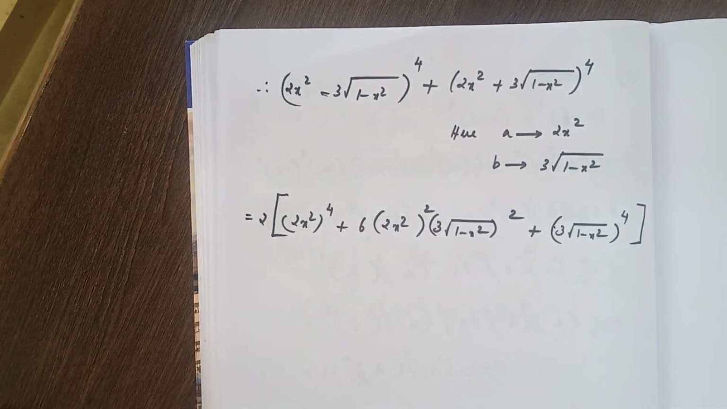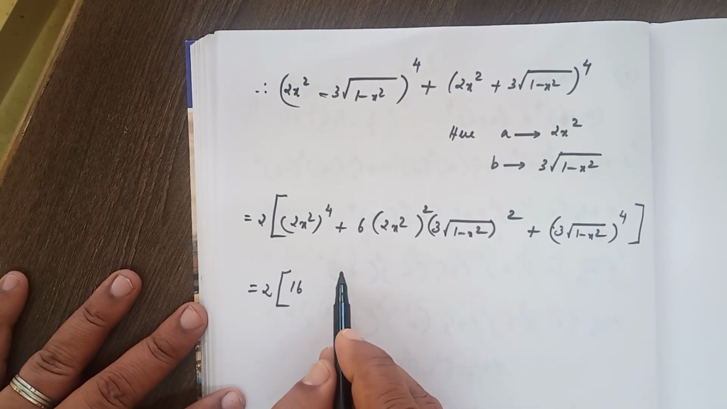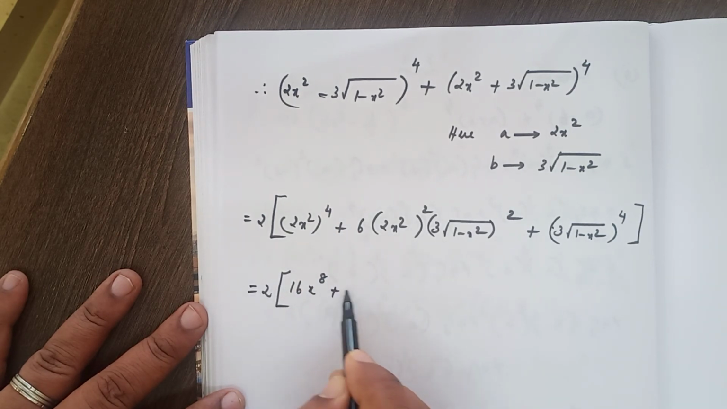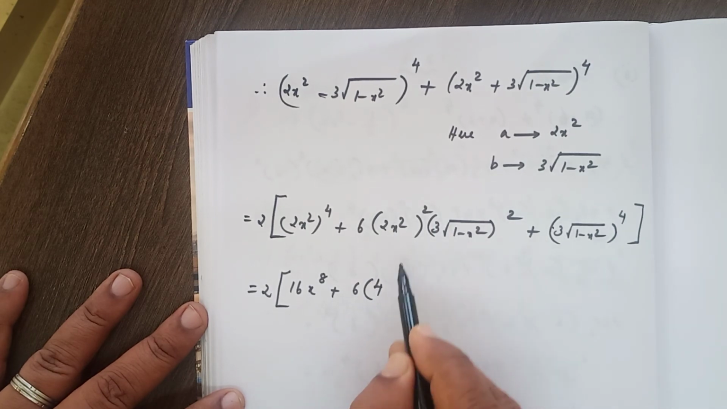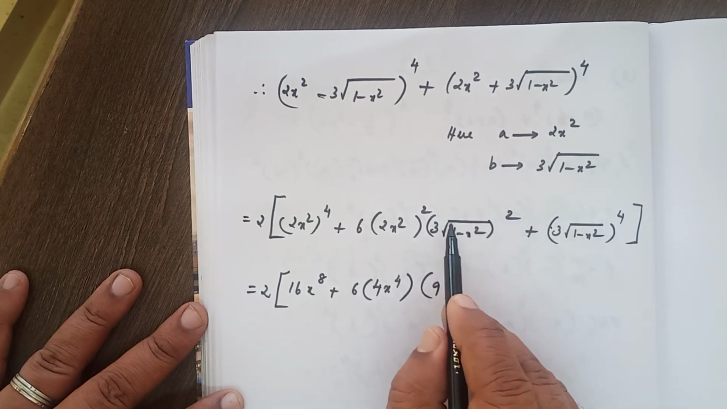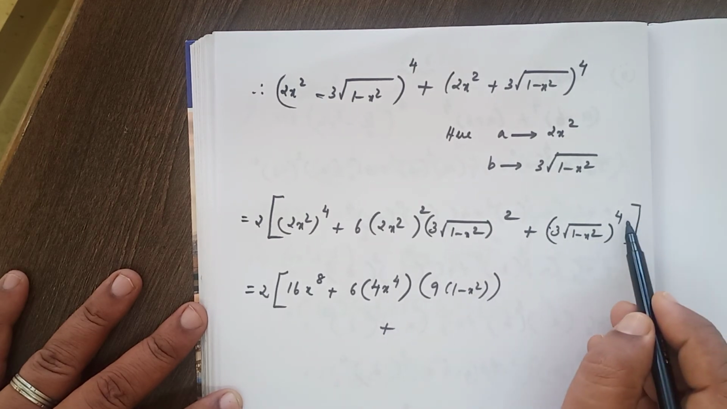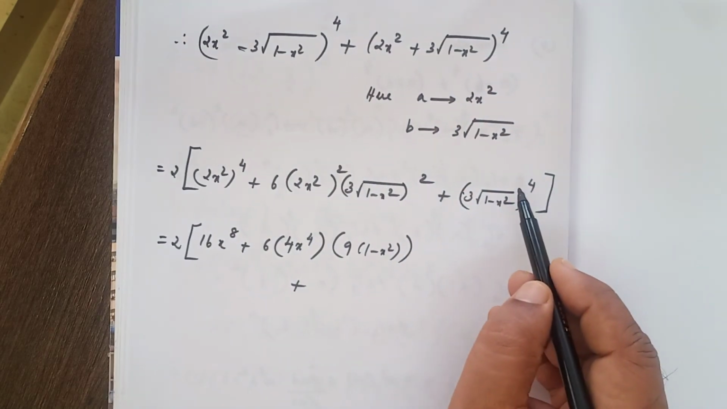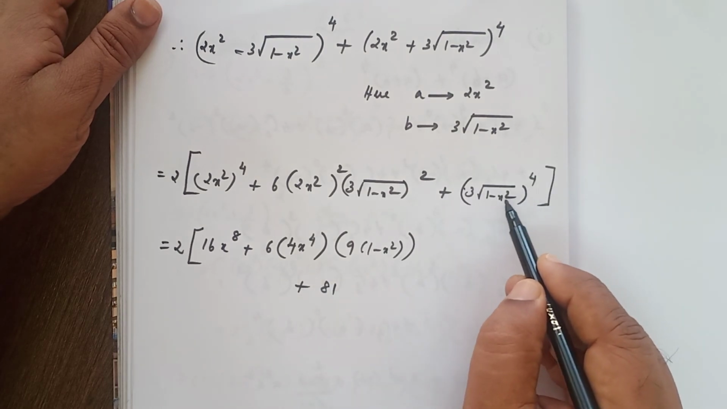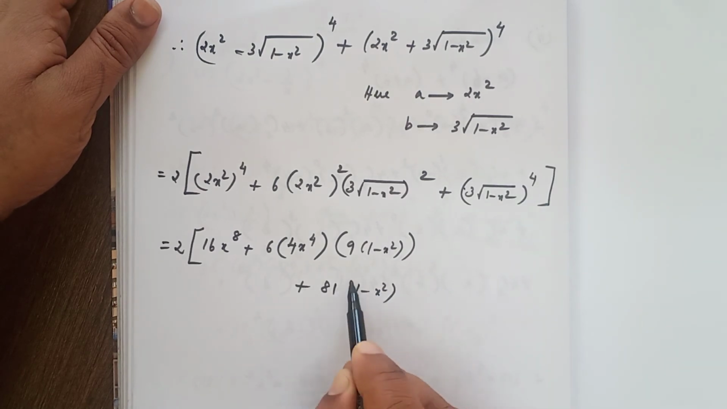We have to simplify. That is equal to 2 into 2 power 4, that is 16, 2 into 2 into 2 into 2, 2 should be multiplied 4 times, that is 16, x power 2 fourths are 8, plus 6 into 2 squared is 4, x squared the whole squared is x power 4, into 3 squared is 9. While squaring, square root and square get cancelled, you will be getting only 1 minus x squared, plus 3 power 4, that is 81, 3 into 3 into 3 into 3 is 81, into root of 1 minus x squared power 4, that is equal to 1 minus x squared the whole square.